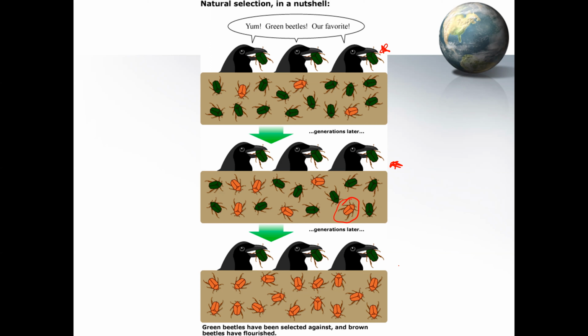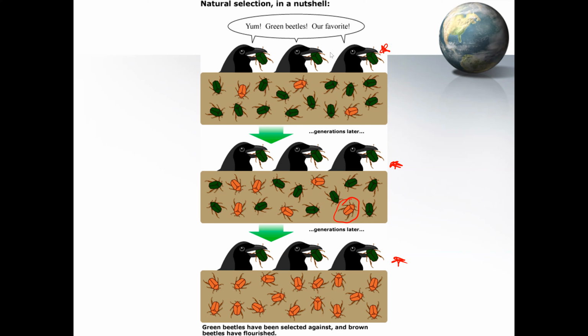Finally, many, many generations later, the green beetles have been eaten. There are no more green beetles in the population. Now it's 100% brown. So it is a change in the percentage of individuals with a given gene version for whatever trait you're looking at, over many, many generations.